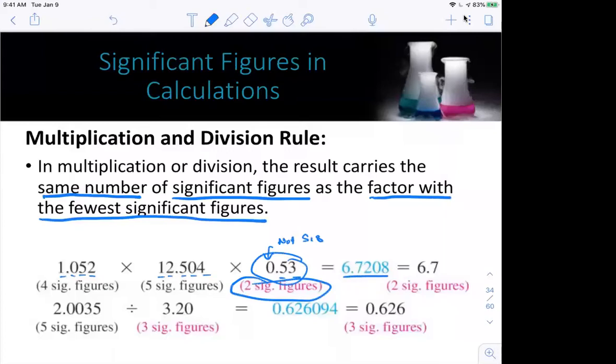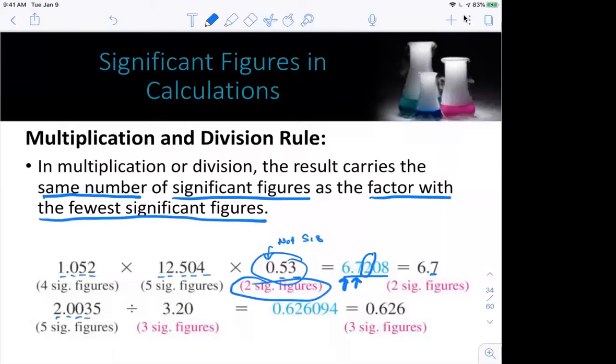Well, now I have to round to 2 significant figures. So I'm going to use my rounding rules and look at this number. That number is less than 5, so I stay the same. And I'm going to report the final result as 6.7. This works for division as well.